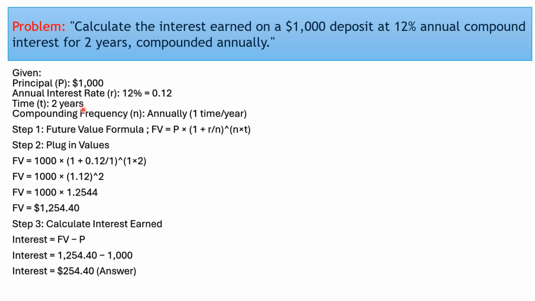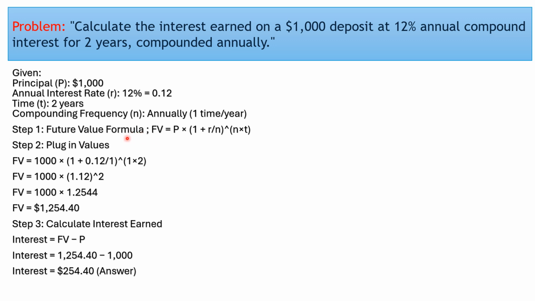And N, that is the number of times interest is calculated, is the compounding frequency. N is 1 year. That is 1. It is calculated annually. So N is equal to 1. So step 1 to solve this question is application of future value of the money.